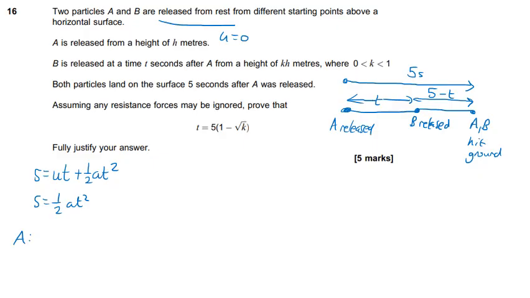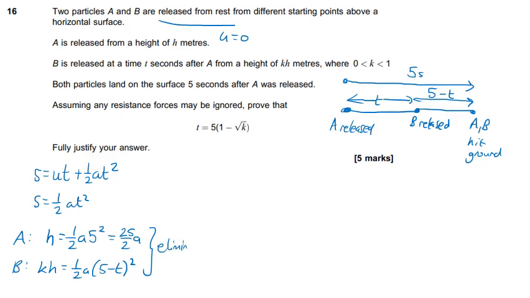So particle A drops from a height of h, so s equals h, and the time it takes is 5 seconds to hit the ground. So we've got h is equal to 25 over 2a. For B, it drops from a height kh, and it takes 5 minus t seconds to hit the ground. So we're going to get 5 minus t all squared. Now what we need to do is eliminate h from these equations.